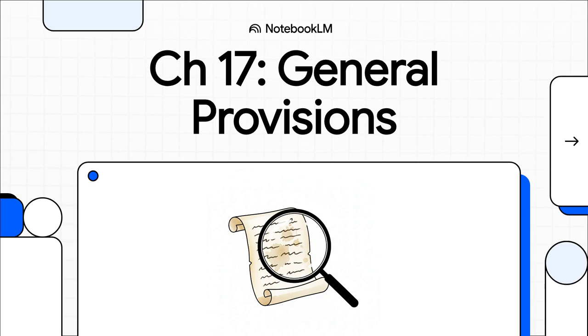Over the course of this journey, we've unpacked practically the whole shebang, from the Bill of Rights to the powers of the president and even the devolution of county governments. But today we tackle the final, crucial puzzle piece. It's a chapter that often flies completely under the radar, yet it quite literally holds the entire document together.